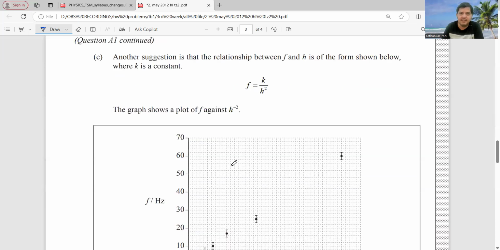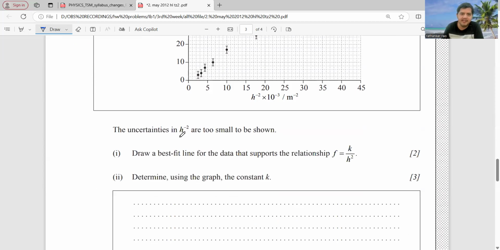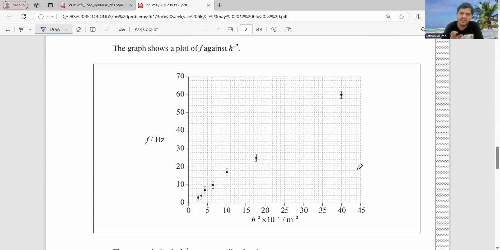Another question: the relationship between F and H is of the form F equal to K by H square. The graph shows a plot of F against 1 by H square. Okay, so F versus 1 by H square is given. The uncertainties in 1 by H square are too small to be shown. Draw a best fit line for the data that supports the relationship F equal to K by H square. The moment there is a scatter plot, always remember he is asking you to plot a line of best fit.